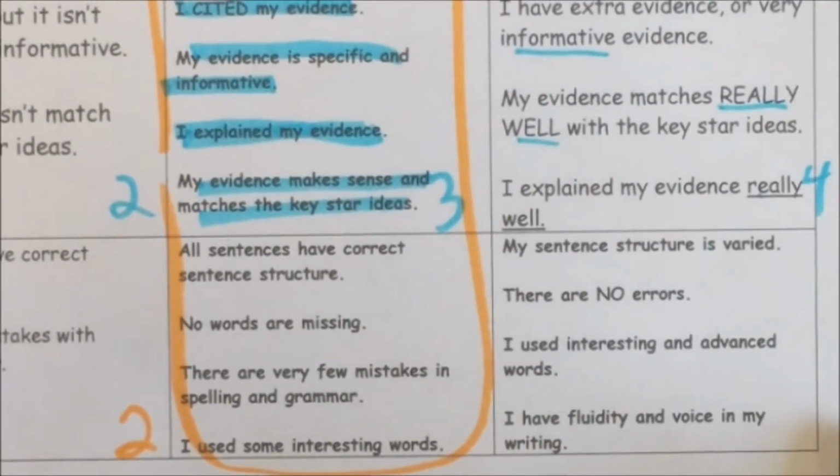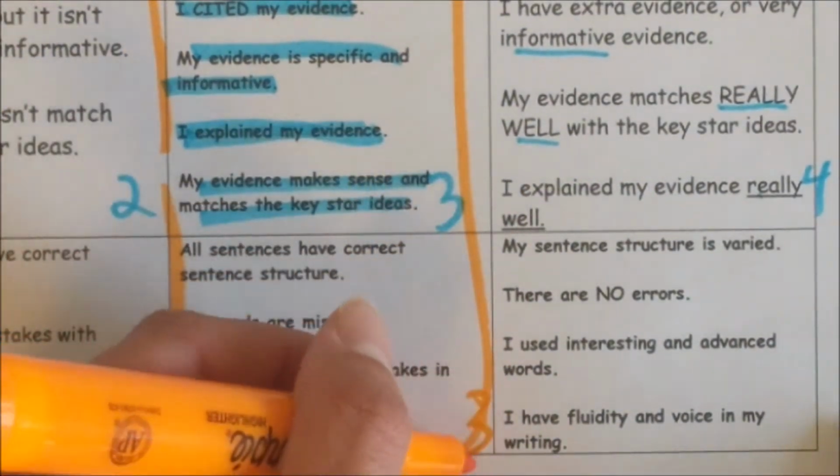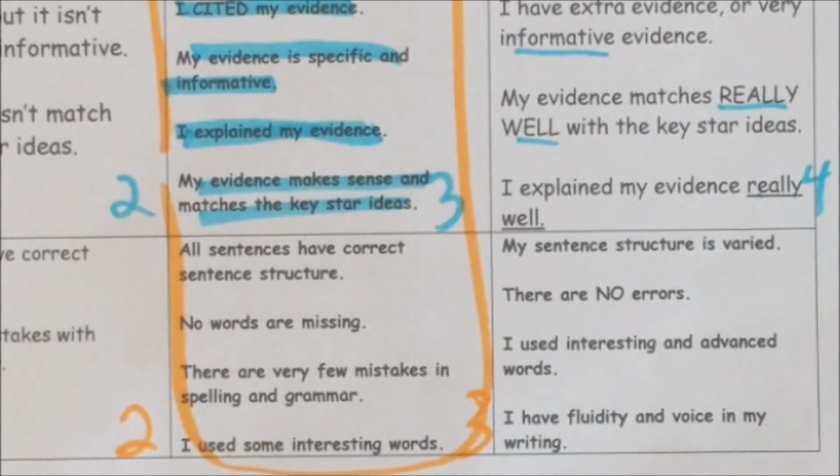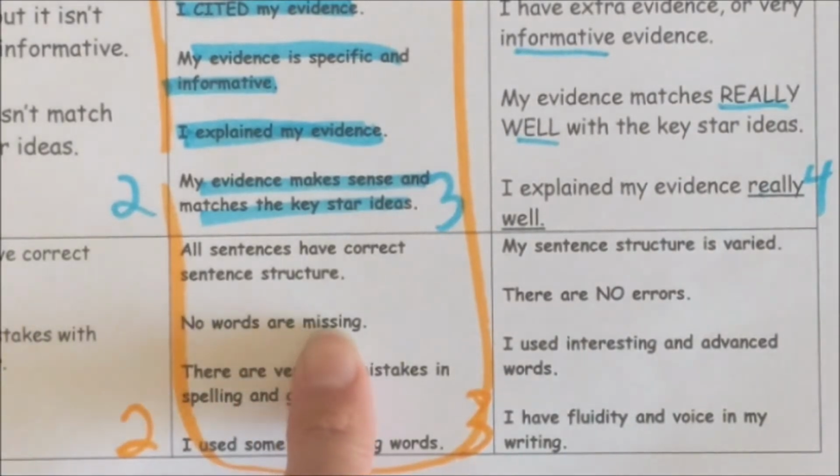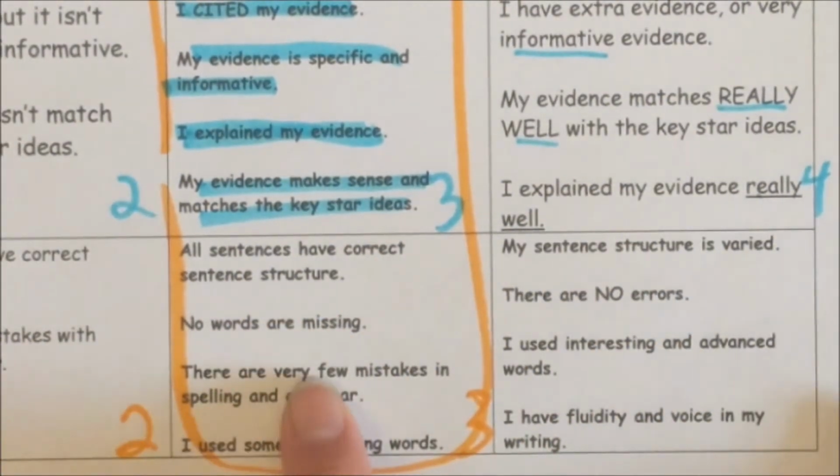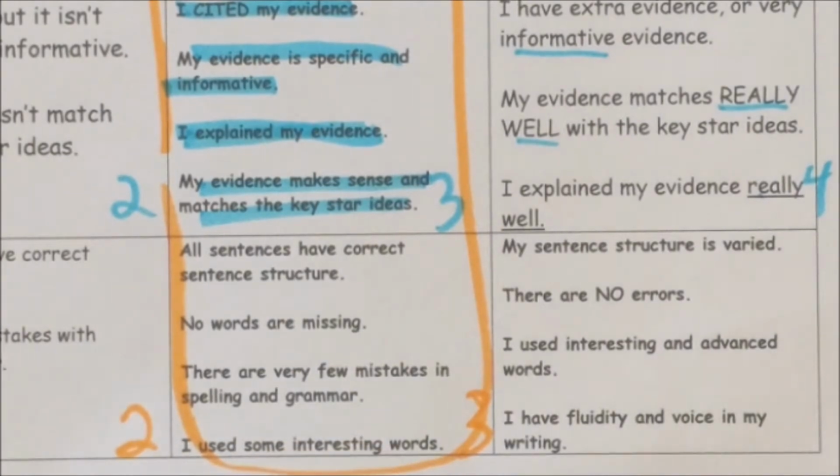To get a 3, all the sentences are correct in structure. So that means we don't have run-on sentences. All the sentences are written correctly. There aren't any missing words, so when you read a sentence, we didn't accidentally leave words out. There are very few mistakes, and there are some interesting words like personality, character traits.